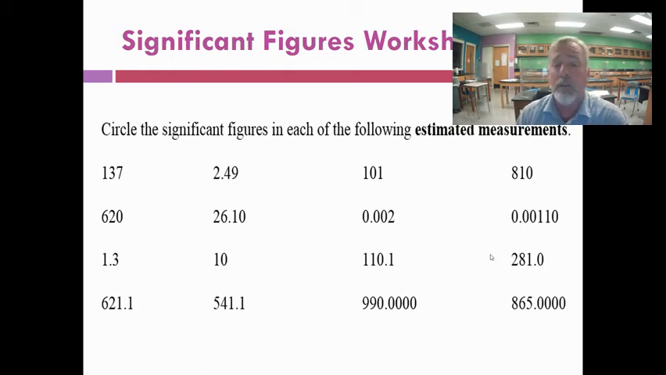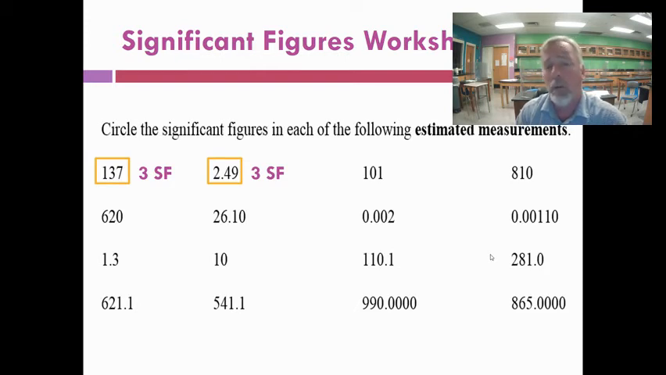It says to circle the significant figures. Let's look at 137. All 3 of those are non-zero. Easy. They all count. Let's look at our next number here. I put a box around it, so all 3 of those are going to count. Let's look at our next one, 2.49. All 3 are non-zero. All non-zeros count. We have 3 sig figs here. Let's put a square around them. It's easier to put a square on my sheet than a circle, sorry. Let's look at the next one, 101.